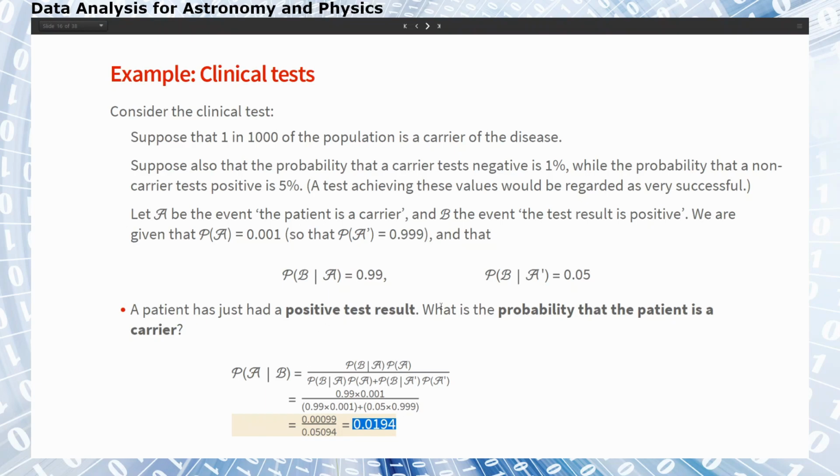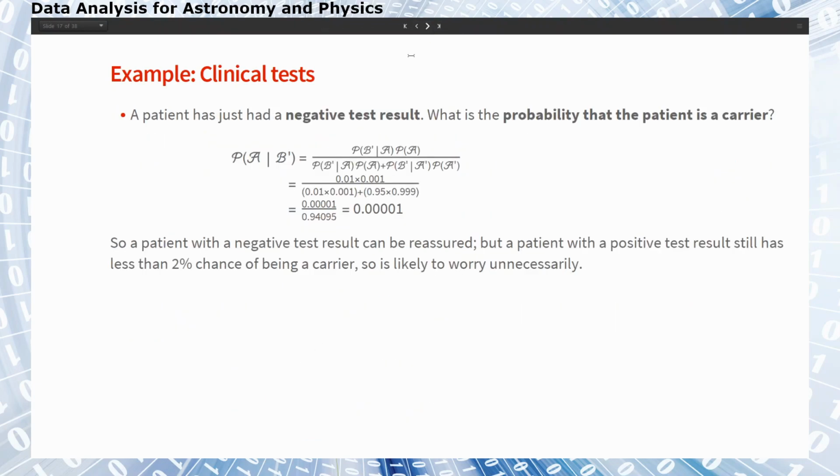Somebody has a positive test. The probability that he actually has the disease is only 2%. Now let's imagine you just got a negative test. What is the probability that you are actually a carrier?